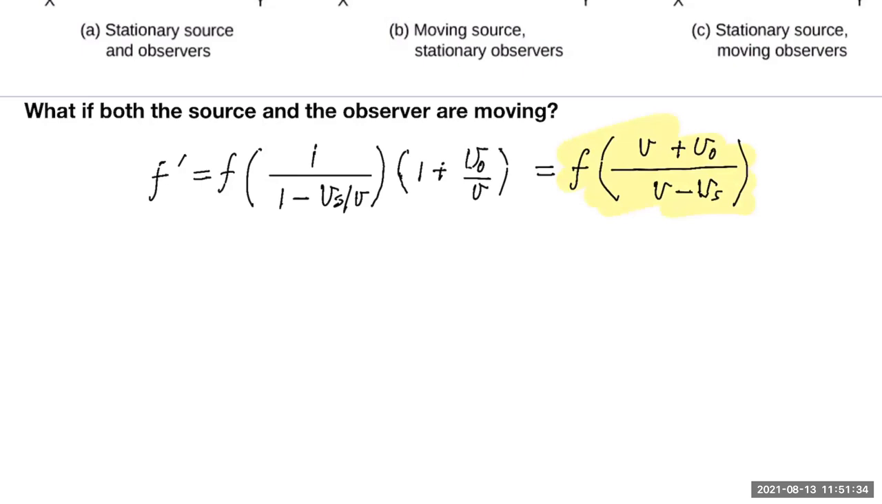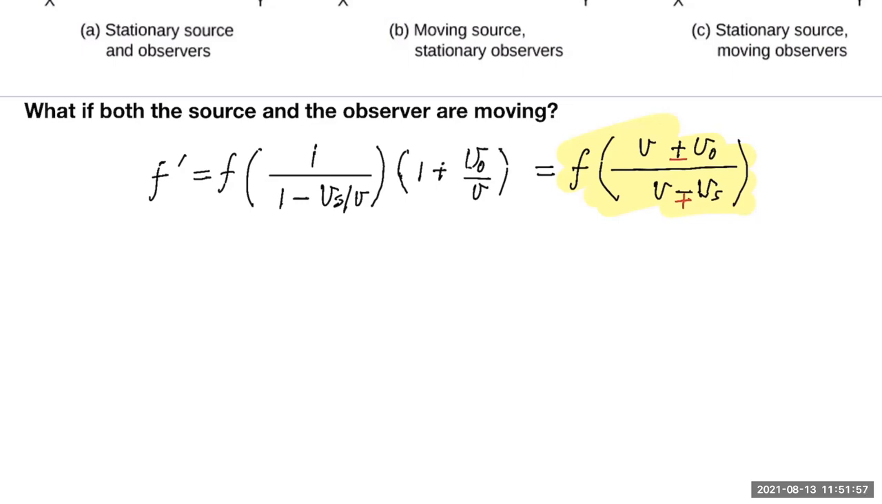Now, what happens if the observer moves away from the source? Then of course you have to use a negative sign here, right? A negative sign here. And when the source is moving away from the observer, you have to use a plus sign here, right? The sign has to be reversed. A lot of people seem to have some trouble choosing the correct sign when it comes to solving a problem when the source and observer both move.